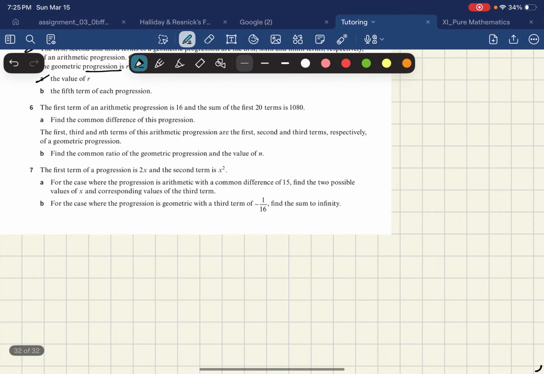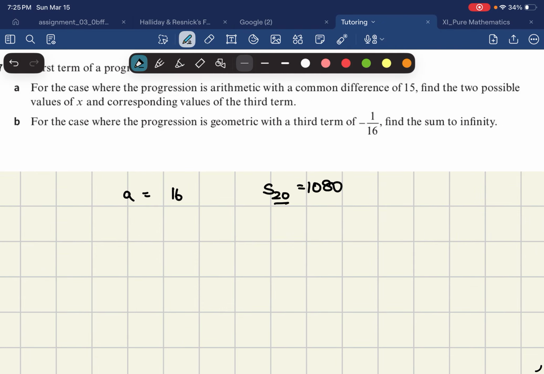The first term of an arithmetic progression, that is t1, is equal to 16. And the sum of the first 20 terms is equal to 1080. So t1 is just a. And the sum of 20 terms, so n is 20. Let's remember. So find the common difference of this progression.